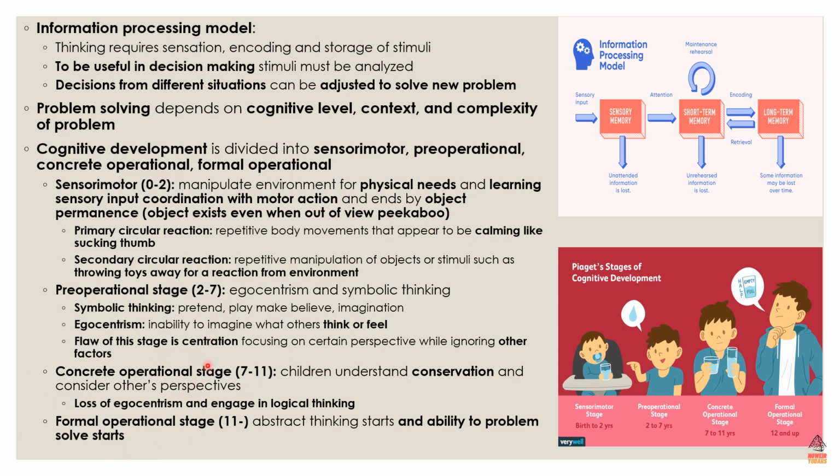And here happens a loss of egocentrism and they start to engage in logical thinking. So they lose the fact that they can't really understand what the others think or feel. They begin to logically think about things more. Next, you have the formal operational stage, which starts after 11 years old, and abstract thinking starts here, and the ability to problem solve also starts.